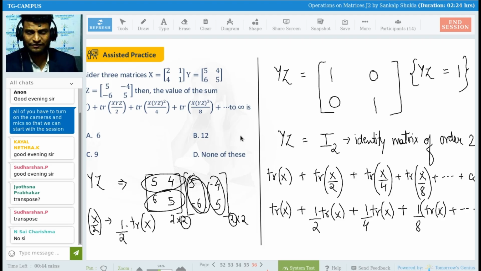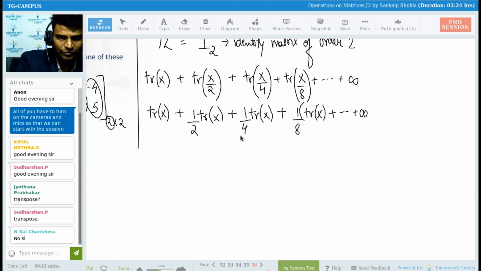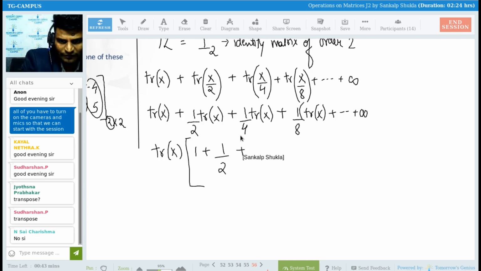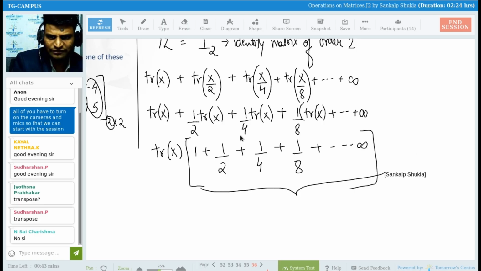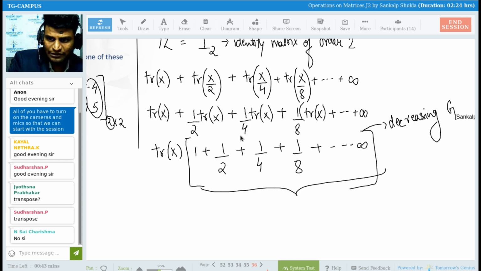Now I can clearly take trace of x as common. So when I take trace of x common, it will become 1 plus 1 by 2 plus 1 by 4 plus 1 by 8 plus infinity. Now this is something very familiar to me. This is a GP, a decreasing GP.